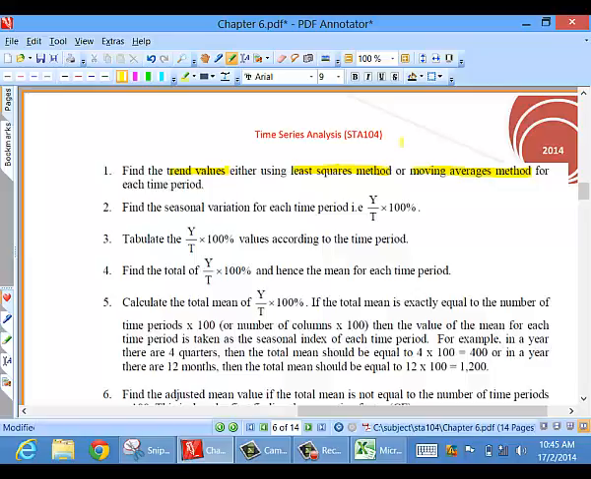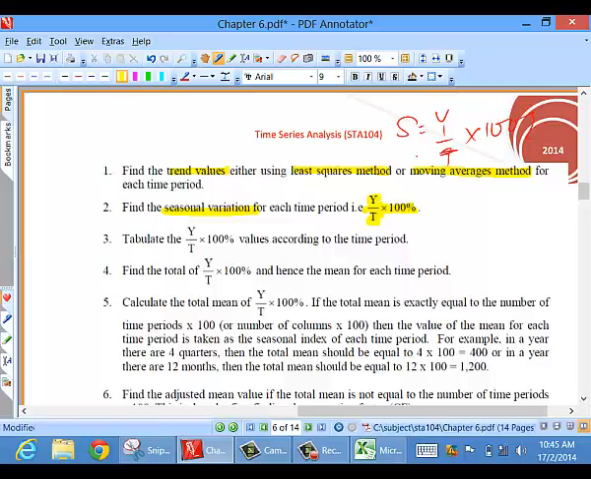So once you're done with finding the trend value, the next step, find the seasonal variation for each time period using the formula y divided by t multiplied by 100%. Y divided by t multiplied by 100%. These formulas are not given in the final exam. You need to remember. You need to memorize. So seasonal variation S equal to y divided by t multiplied by 100%.